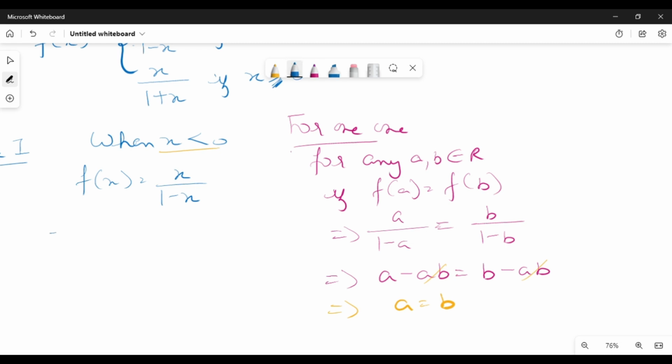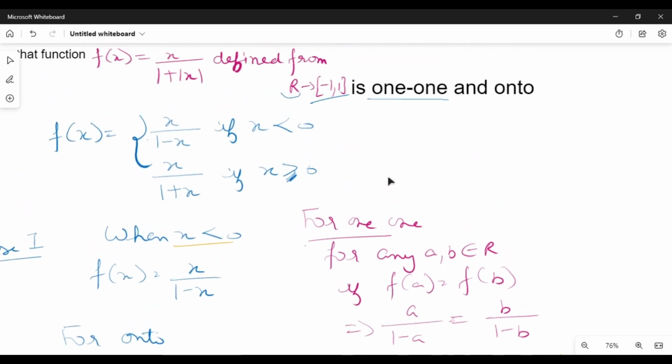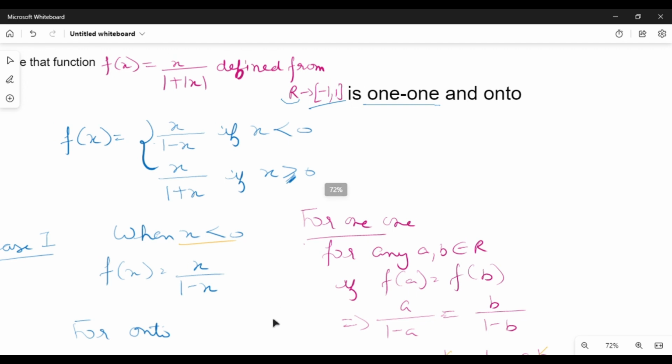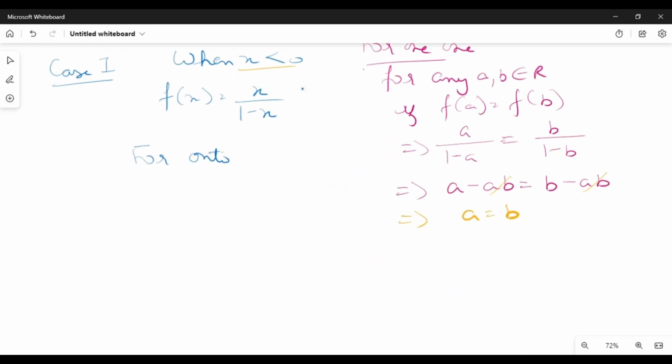Now let us see what we have to do for onto. For onto, you have to prove that every element in the range, which is minus 1 to 1, has a pre-image. For this, you have to write x in terms of y. Let's write y is equal to x over 1 minus x. Here it is not possible for me to write x in terms of y. So what will I do? I have to check the range of this, x over 1 minus x.